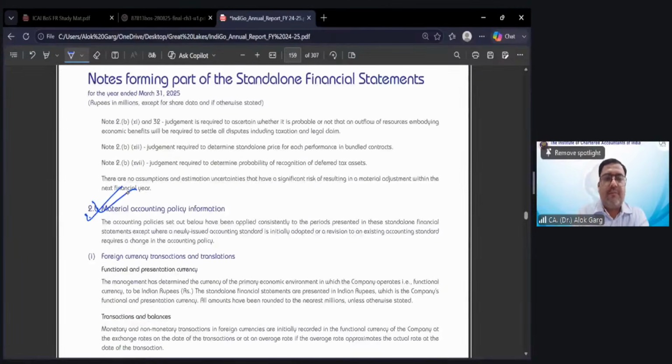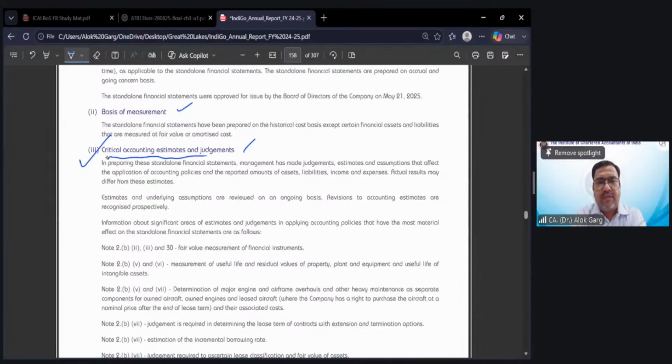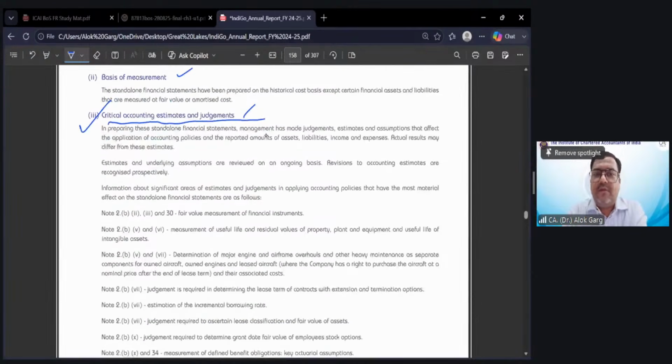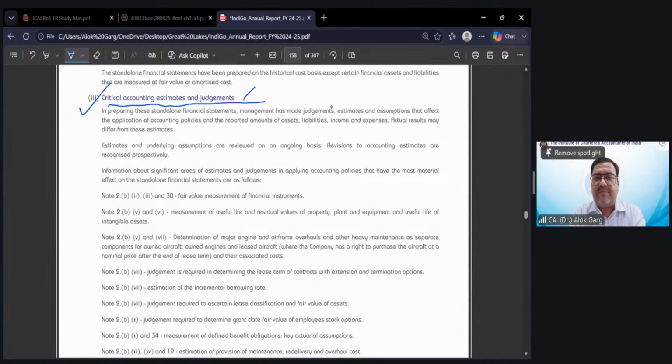If you see, this is a material accounting policy information. And before that, the company has given critical accounting estimate and judgment. Are you able to see it? They have given, in preparing these financial statements, management has made judgment, estimates and assumptions, because every item is not an accurate item in the balance sheet.